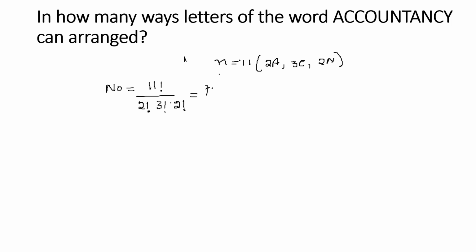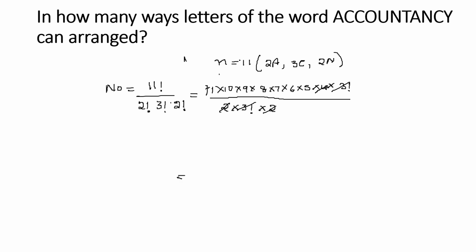So if you multiply, we have 11 into 10 into 9, 8, 7, 6, 5, 4, 3 factorial. We can simplify. 2 factorial is 2, 3 factorial and 2. So this 3 factorial and this 3 factorial we can cancel. And this 2 into 2 we can cancel with the 4. So we have to multiply the product of all the numbers starting with 11, 10, 9, 8, 7, 6 and 5. So the product is 16 lakh 63,200.